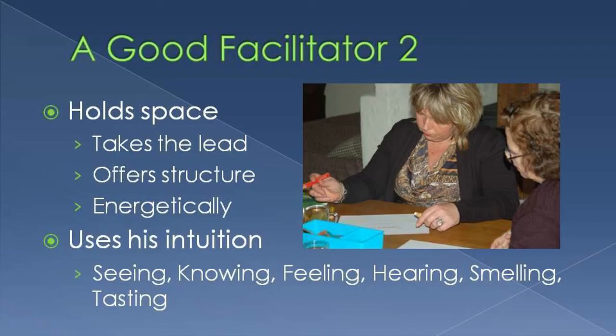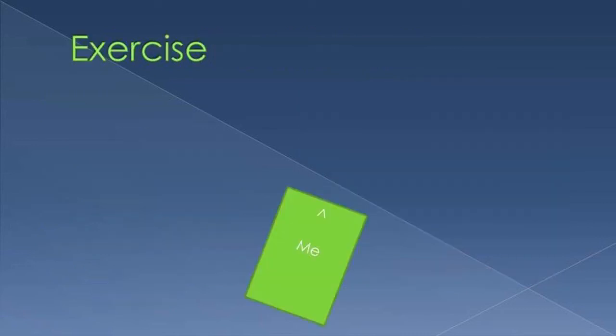So for me, I think it's time to do the exercise, to do a constellation. So we're going to get out a piece of paper. And on the first piece of paper, you write me, your name, I, yo, whatever it is in your language.